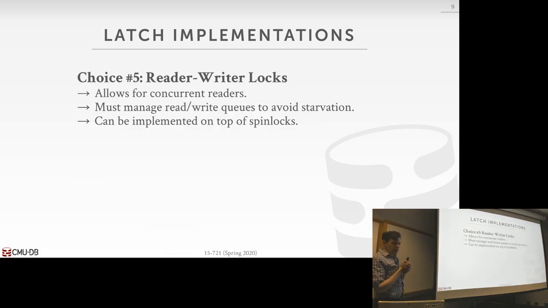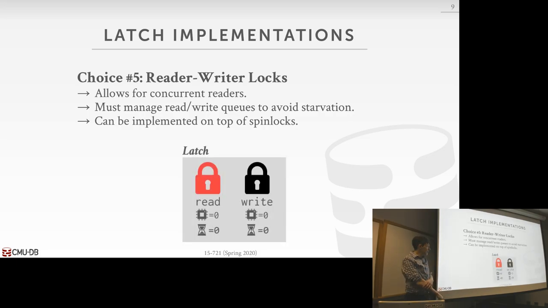All right, so the last one, which is probably super important for databases as well, is reader-writer latches. The basic idea is just like under two-phase locking, where we have multiple readers on a tuple and a single writer, we want the same thing in our latches. So we need to maintain two counters and then a queue of threads waiting to acquire the latch. Then we can make decisions about who should acquire the latch if we have queues on both sides.